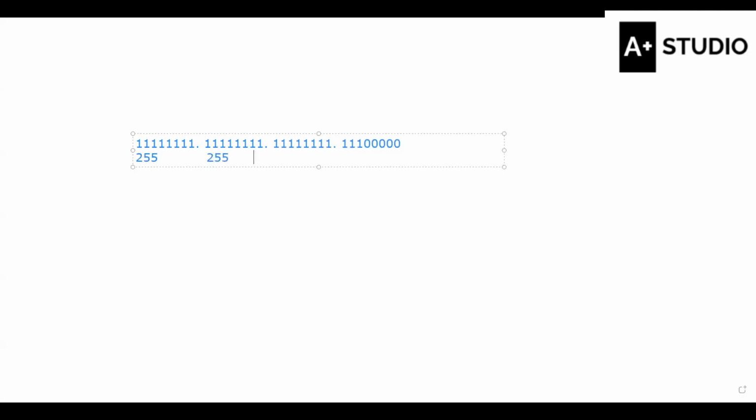255, that is correct. 255, that is correct. But here changes. So let's calculate this one, which is in binary, into decimal. Let's convert it. Go to the corner now. Let's convert this to decimal. This is how it is being done.